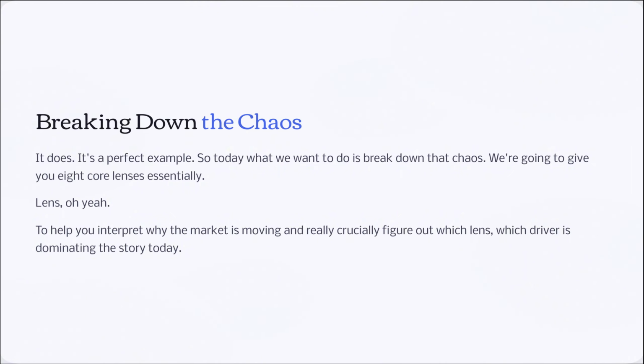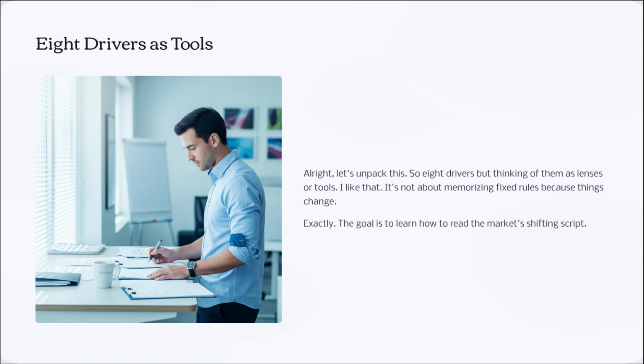So today, what we want to do is break down that chaos. We're going to give you 8 core lenses, essentially, to help you interpret why the market's moving and, really crucially, figure out which lens, which driver is dominating the story today. All right, let's unpack this. So 8 drivers, but thinking of them as lenses or tools. I like that. It's not about memorizing fixed rules because things change. Exactly. The goal is to learn how to read the market's shifting script.